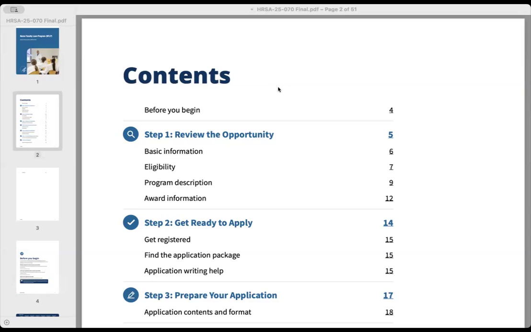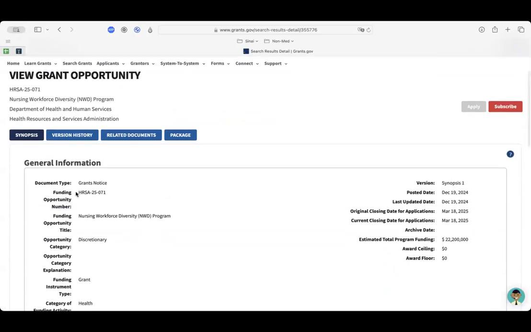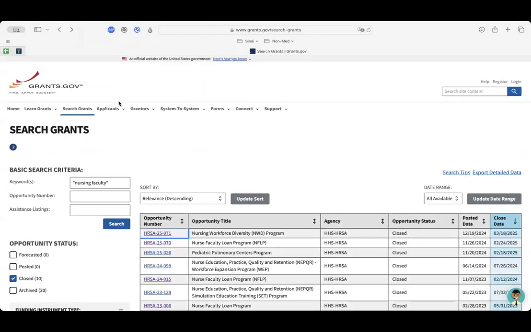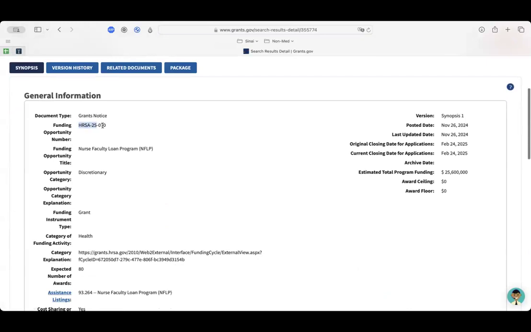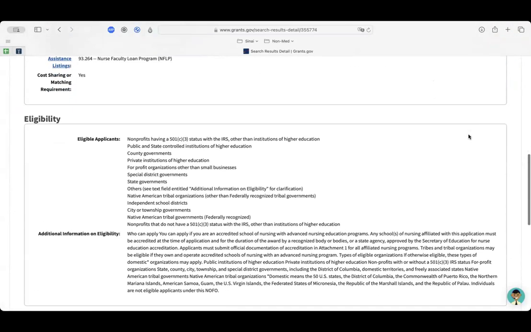So if we go back to our search here, okay, we can see we have the funding opportunity. That's very helpful for tracking things. That one was the Nursing Workforce Diversity Program. And the one that we are most interested in right now for today is the Nurse Faculty Loan Program, which you'll notice is HRSA 2570 as opposed to 71. Now, they both have a good amount of money thrown at them.